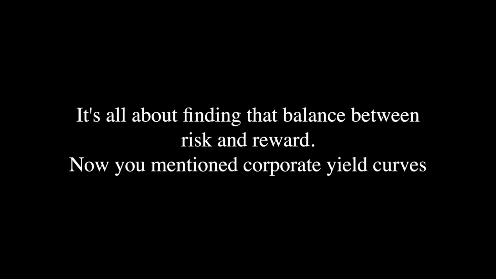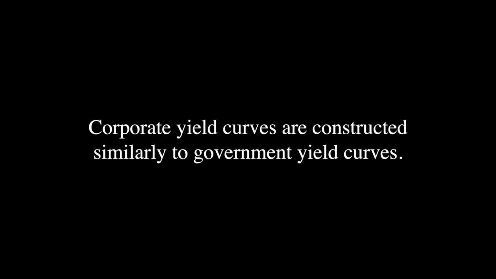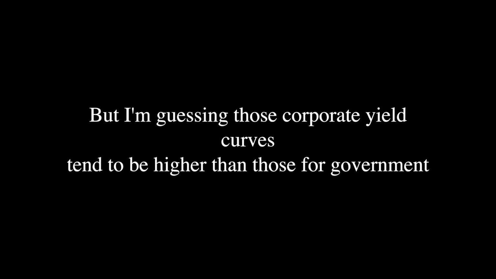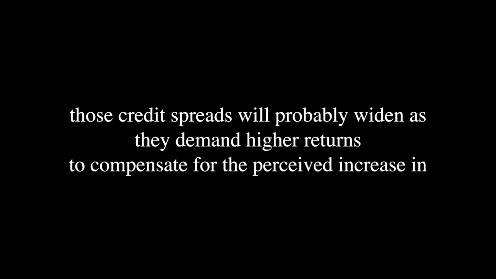Now, you mentioned corporate yield curves earlier. How do those differ from those for government bonds? What's the story there? Corporate yield curves are constructed similarly to government yield curves, plotting yields against maturities for bonds issued by the same company. Got it. But I'm guessing those corporate yield curves tend to be higher than those for government bonds. Exactly, because of that credit risk we discussed. Right. That difference in yield between corporate and government bonds is essentially that credit spread we talked about. Precisely. And those spreads can fluctuate quite a bit depending on market conditions and investor sentiment. So if investors are feeling nervous about the economy, those credit spreads will probably widen as they demand higher returns to compensate for the perceived increase in risk.